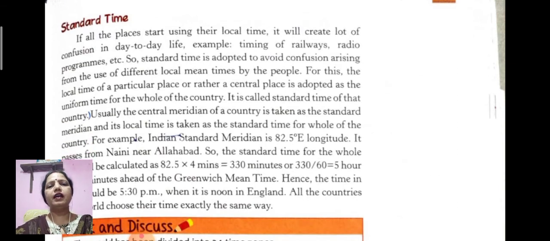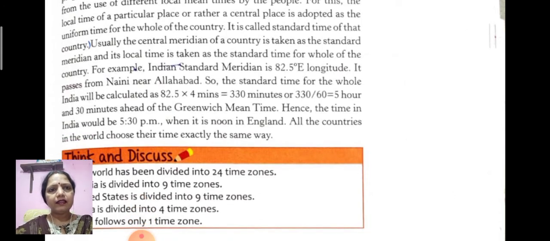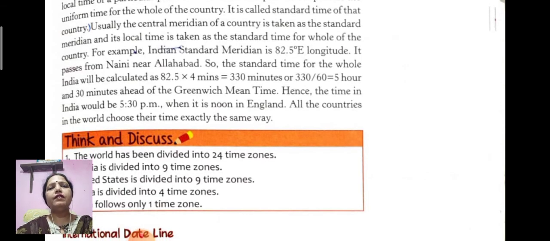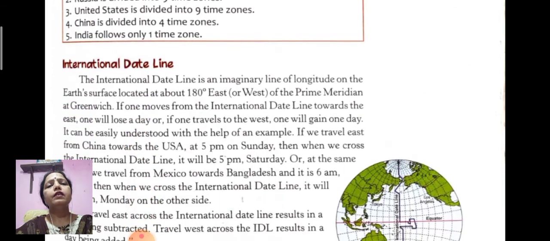For this, the local time of a particular place, or rather a central place, is adopted as the uniform time for the whole of the country. It is called the standard time of that country. So what is the standard time? Here you can see the standard time, 330 by 60, which is 5 and a half hours. So now when it is noon in England, all countries in the world choose their time in exactly the same way. So now we will know about the international dateline.